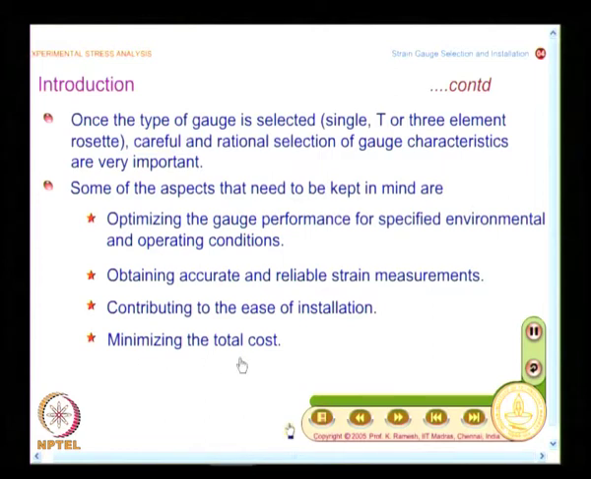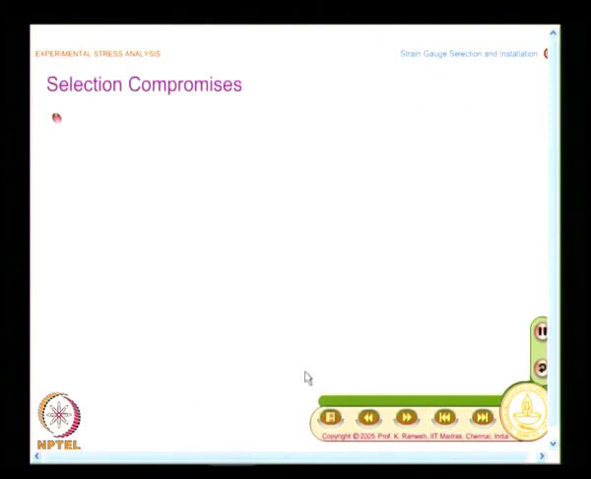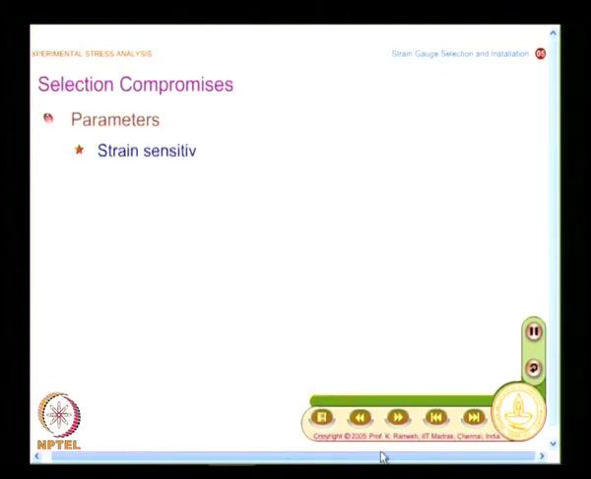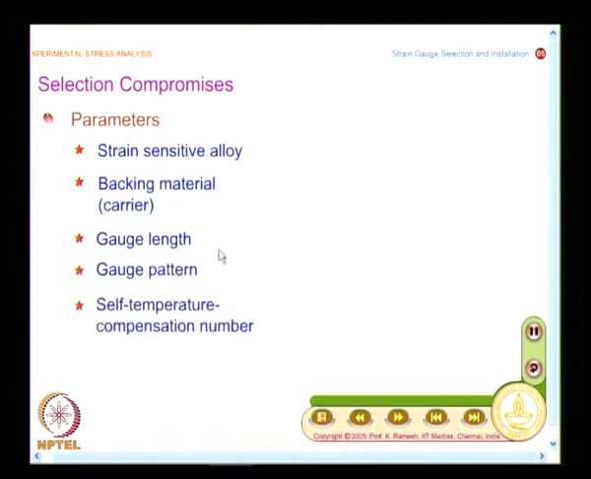And finally, you would like to minimize the total cost. You do not want to increase the cost of installation. That is what I said, you do not want to put a strain gauge rosette at every point, or say I will select strain gauges with pre attached lead wires, which will reduce my effort, but it will also increase the cost. So, you need to make these kinds of decisions to effectively utilize the strain gauge instrumentation. And obviously, in any one of these selection approaches, you will have selection compromises. So, you will have a set of parameters and a set of goals that you need to have.